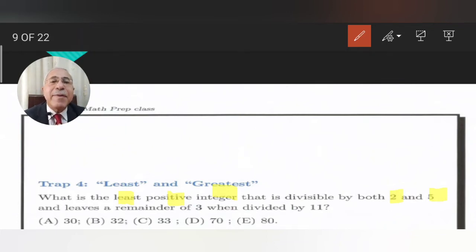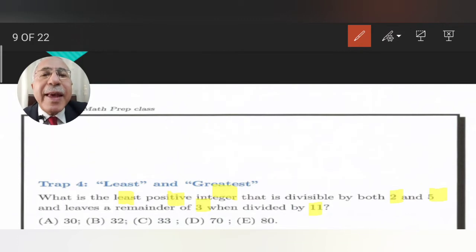And leaves, this is the second case. So I have here two things. The first is divisible by 2 and 5. This is 1. The second, it leaves remainder of 3 when divided by 11. Okay. Is there any important thing here? Yes, it is. Here I have very, very important things.